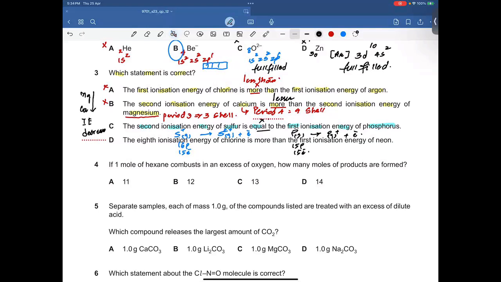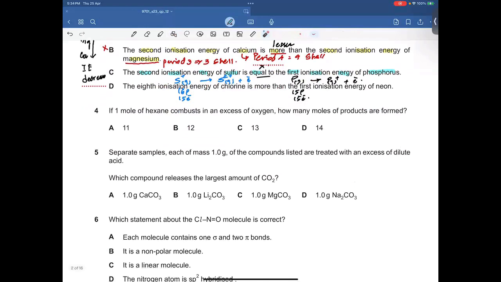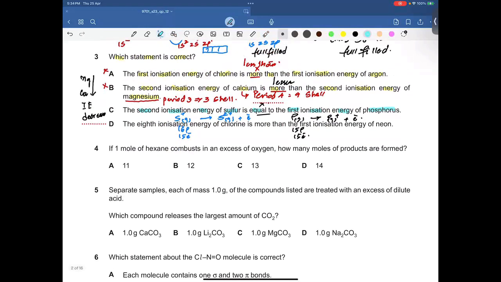because sulfur has more protons than electrons, which means this ion has a stronger nucleus to valence electron attraction. So electron removal from this ion becomes difficult, so more energy is needed for ionization, which means this ionization energy of sulfur cannot be equal to the first ionization energy of phosphorus. So option C is also incorrect. Obviously, if A, B, C are incorrect, the right answer is going to be D.